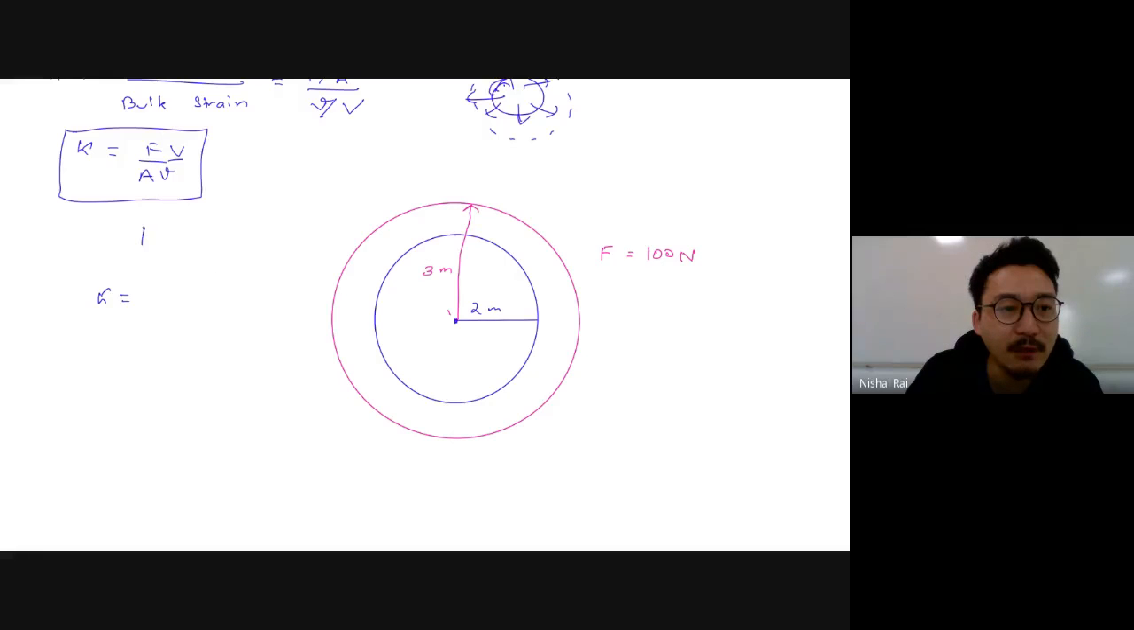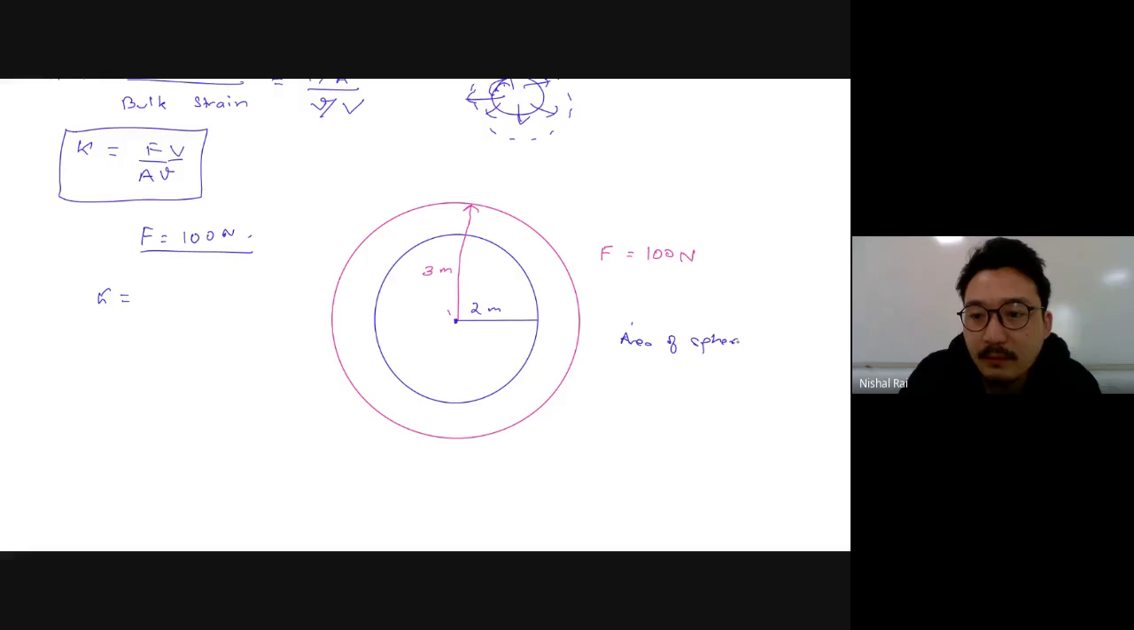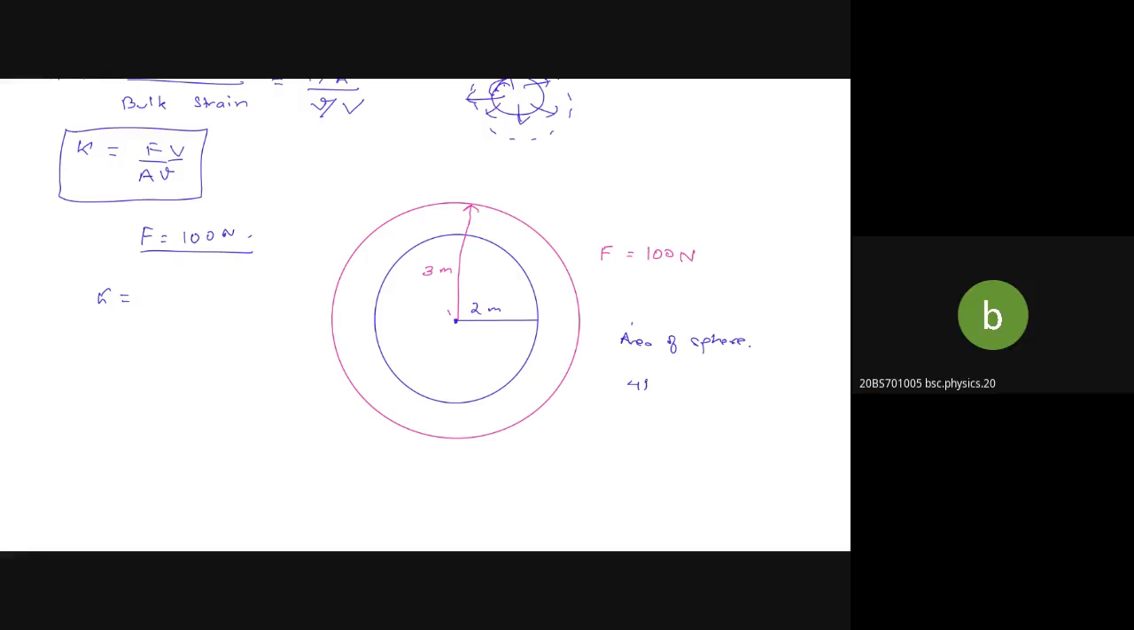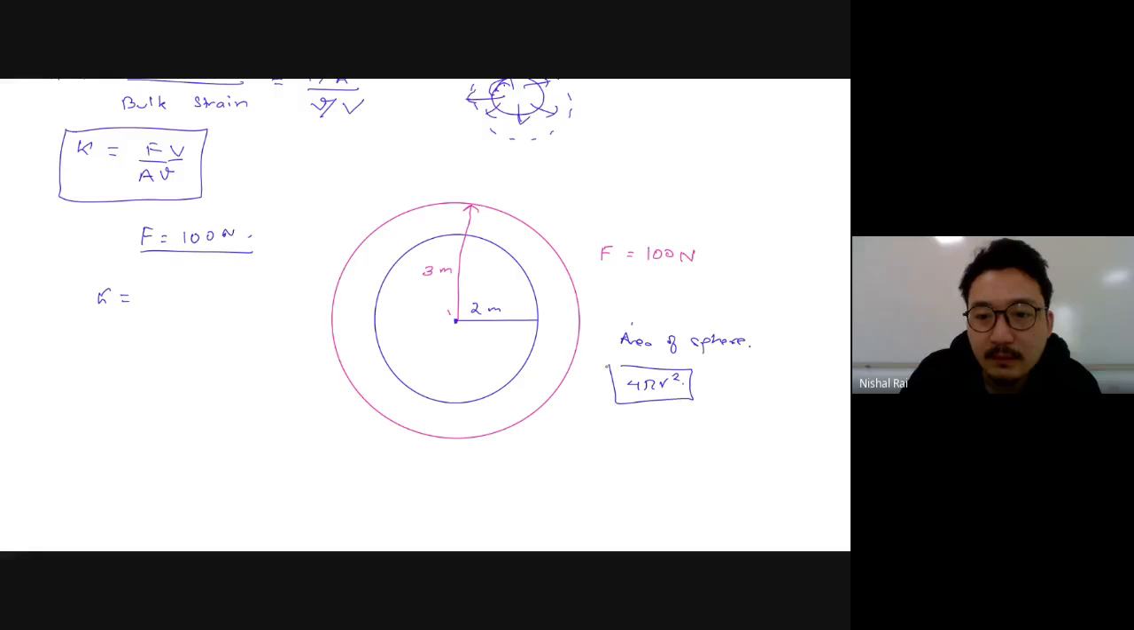Force we already have. The amount of force applied is 100 Newton. And how much force is applied per unit area? What will be the area of this sphere? Area of a sphere is 4 pi r square. So the area will be how much? 4 pi 2 square, 16 pi.